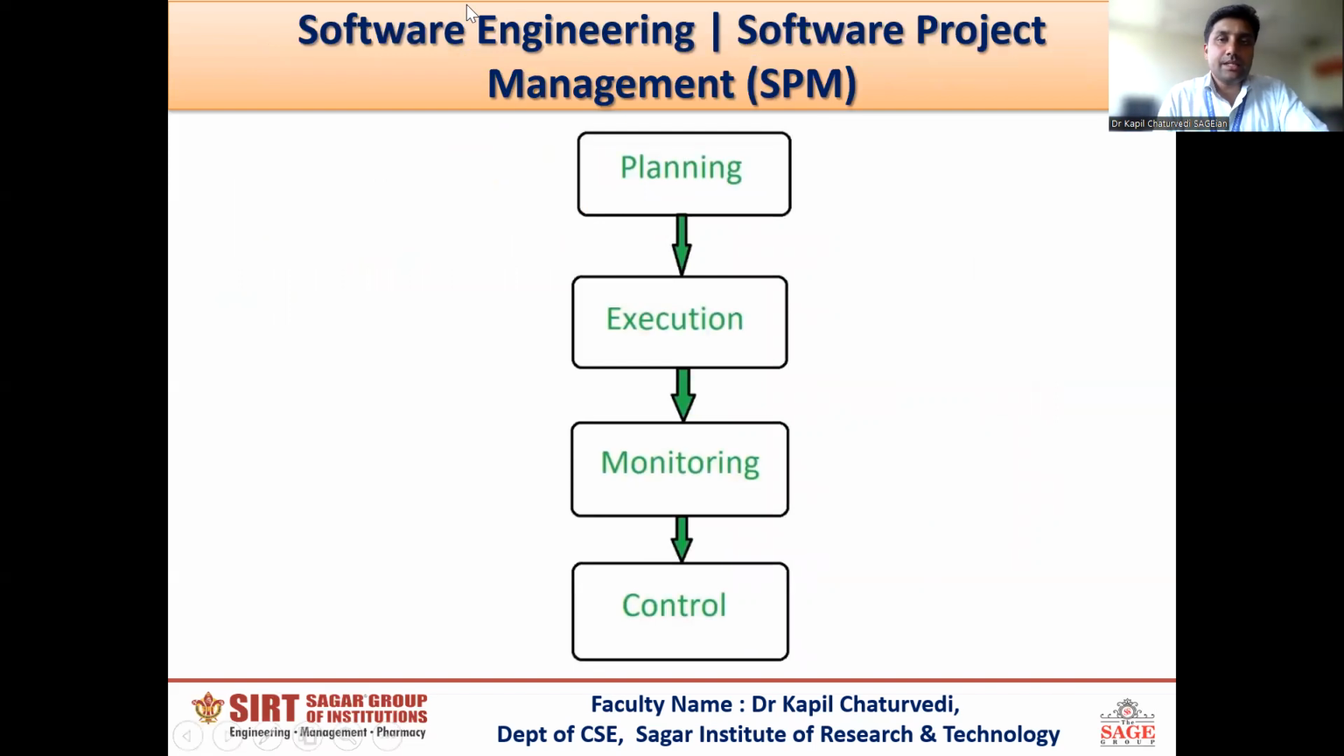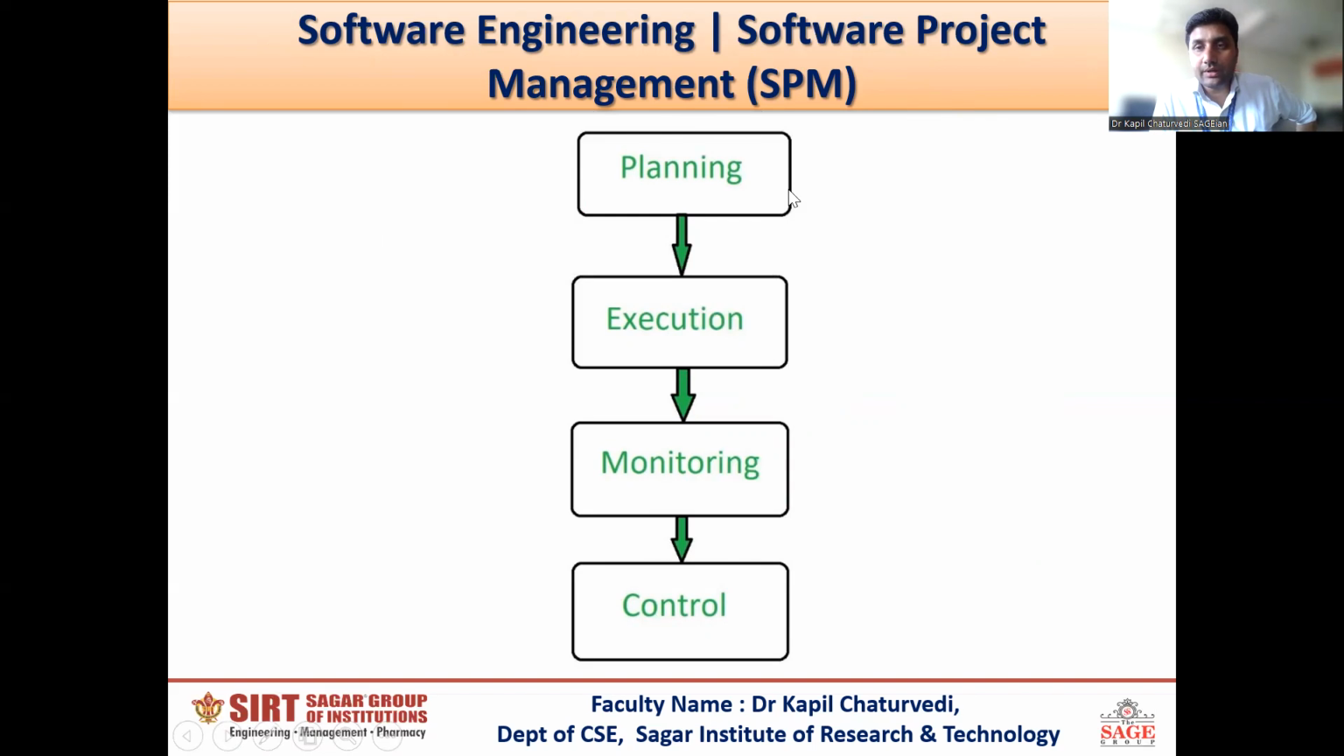The next term is SPM, that means software project management. The term is important because the subject, named project management, will be in your sixth term, where you will study the details. But fundamentally, what is software project management? It focuses on these four terms: planning, execution, monitoring, and control. Basically, project management is a process of planning, execution, monitoring, and control.